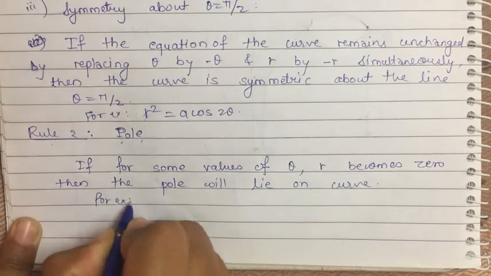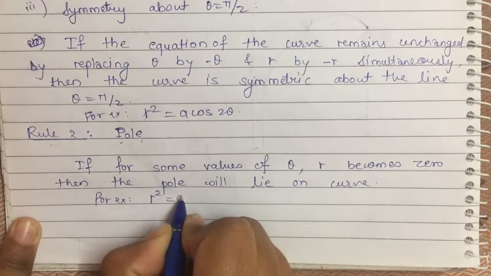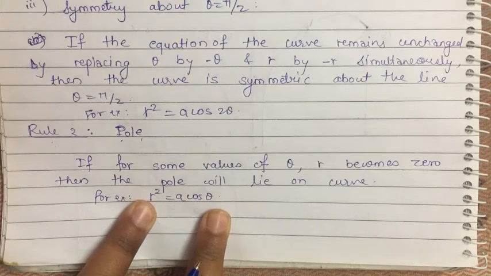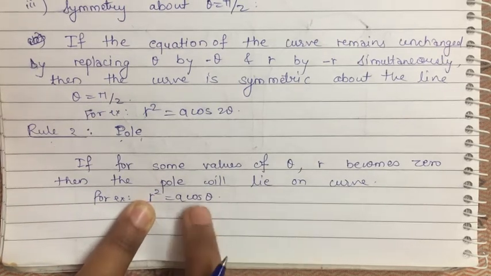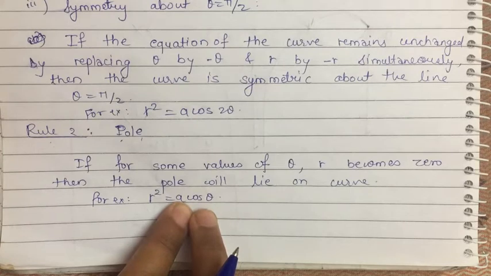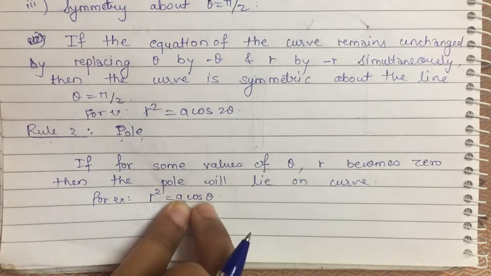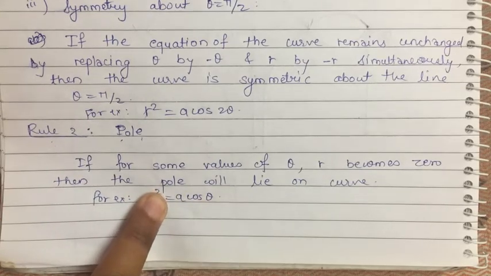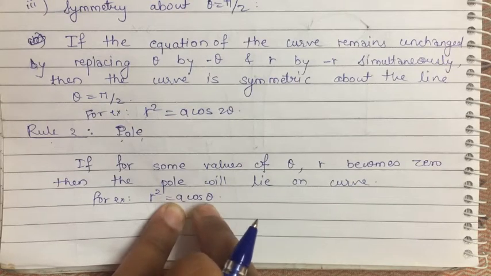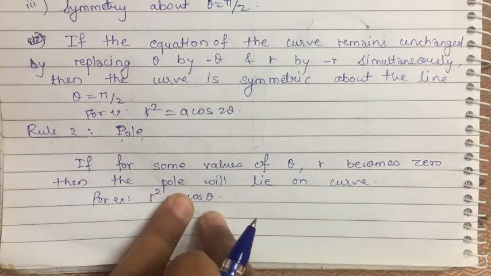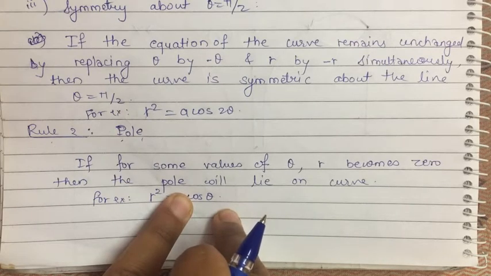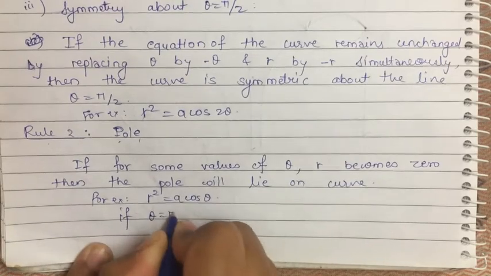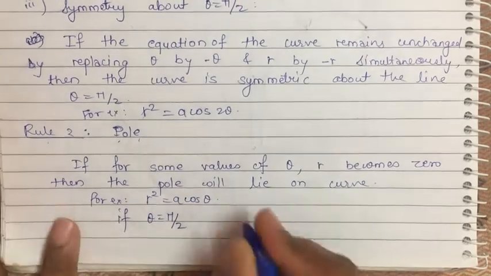For example, r square equal to a cos theta. Consider this curve. We will check whether it passes through the origin. How do we identify that? We need to find some values of theta for which r becomes 0. As a is constant, r will become 0 only when cos theta is 0, and cos theta is 0 for odd multiples of pi by 2. We just need to find any one value or at most two.